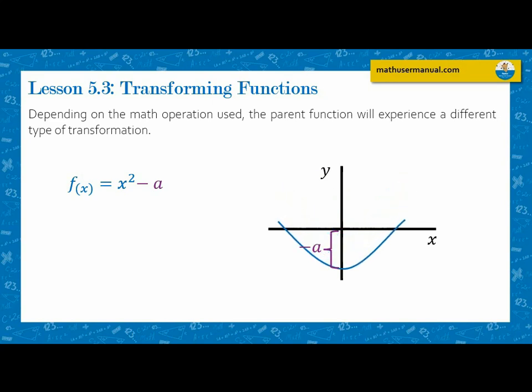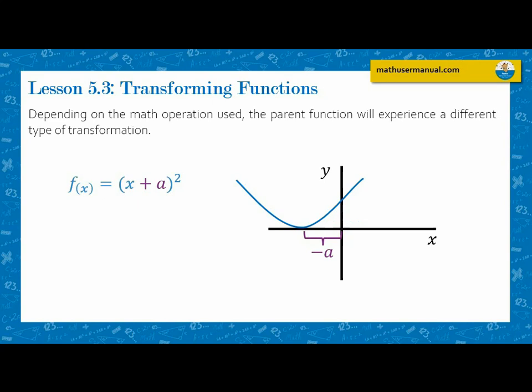Because if the operation is happening outside of the x squared, then it's a vertical shift and we move in the same direction that the constant is telling us. Negative a, we move in the negative y direction. But vertical transformations are not the only transformations, because we also have horizontal transformations, and this happens when the operation is inside of the square, like in this situation. The a is inside of the parentheses, so we're moving the graph horizontally.